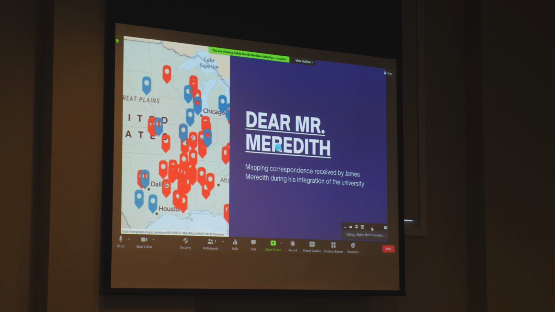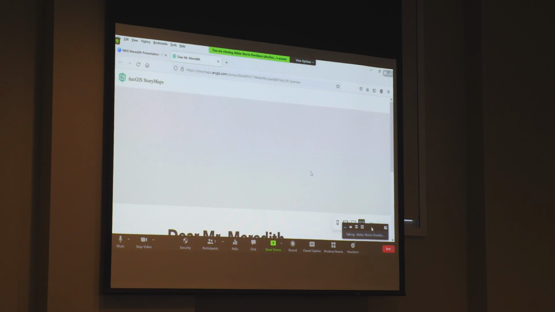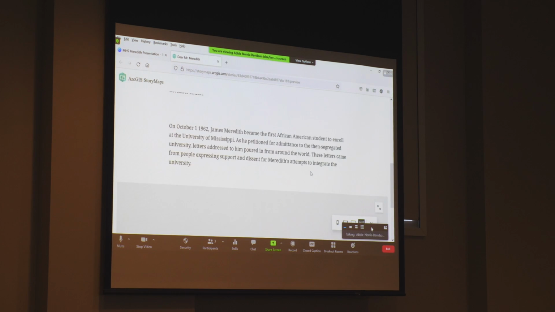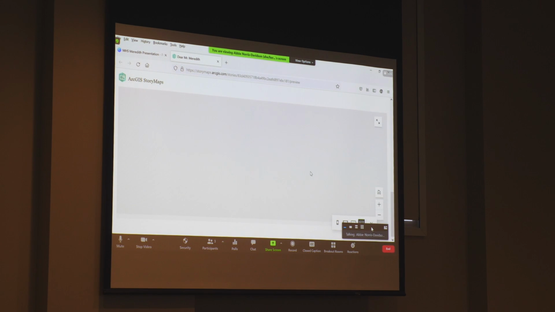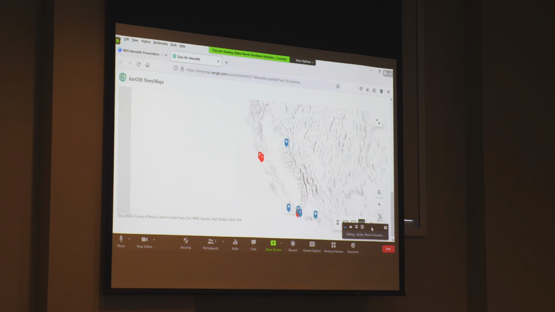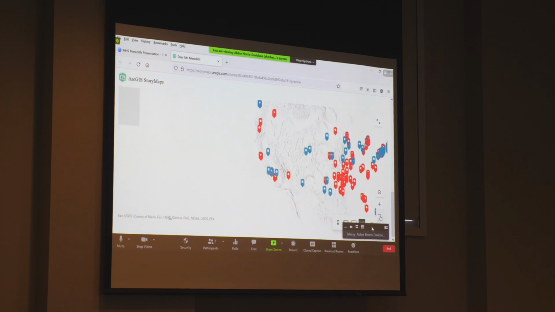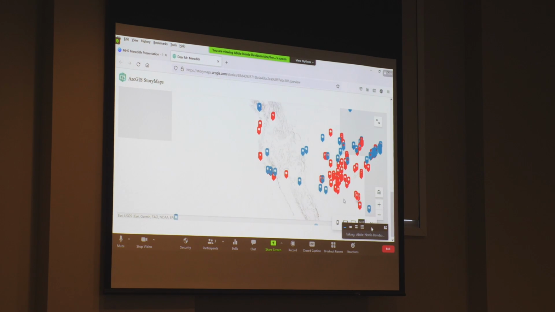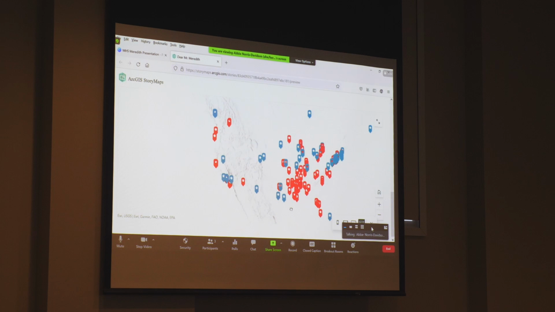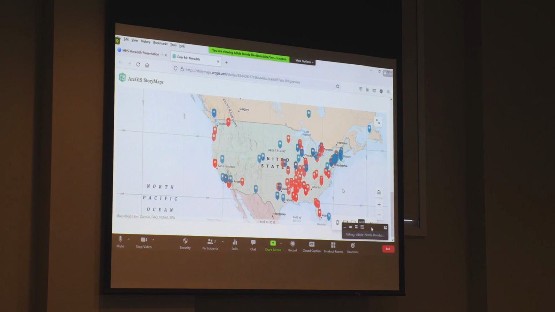Assuming my link will work, are you able to see the new screen? Yes. Okay, great. So as Adam mentioned, this project is still in its pilot phase. We have about 150 letters input so far, and this is what we have for the United States. If we pan out, you'll see there are more letters from all around the world.